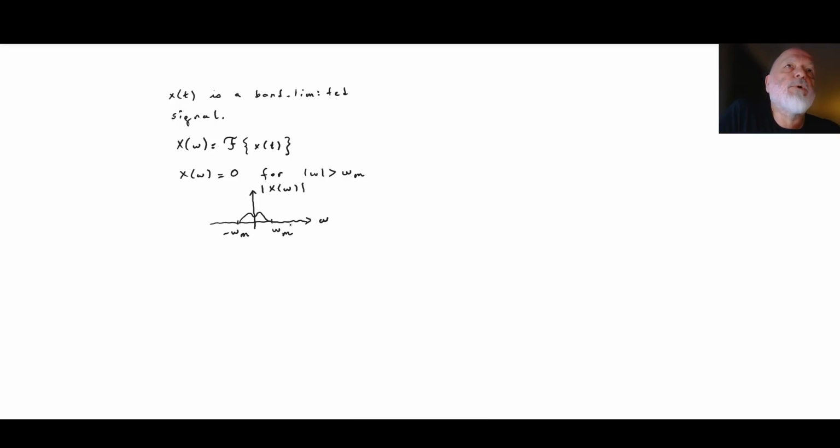Now, suppose that we multiply x of t by an impulse train, a periodic impulse train. So let p of t be the periodic impulse train, the sum from minus infinity to plus infinity of delta of t minus m Ts. So we have impulses at 0, Ts, plus minus 2 Ts, etc.